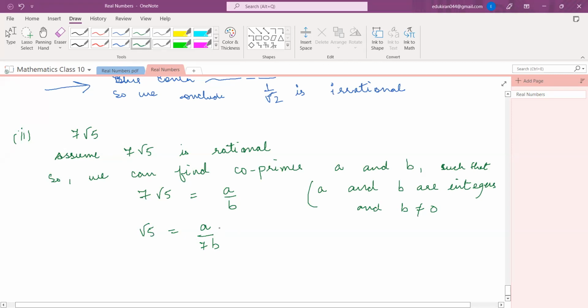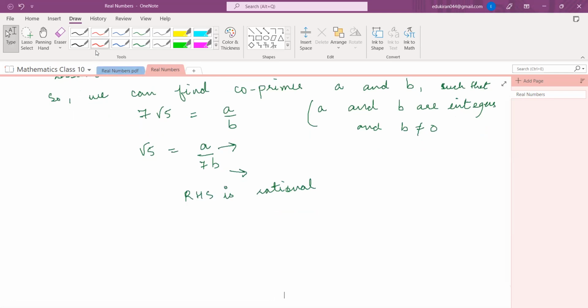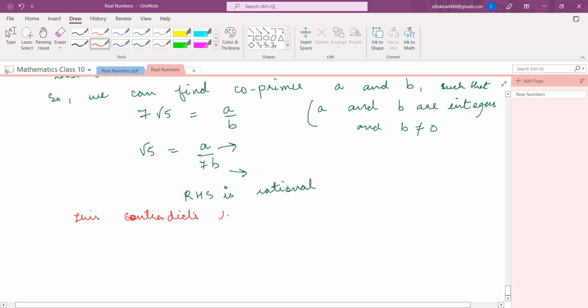Now look at your RHS. This is an integer, and 7 multiplied by an integer is also an integer, isn't it? So you have integer upon integer, which is rational. So your RHS is rational. This contradicts the fact that root 5 is irrational.